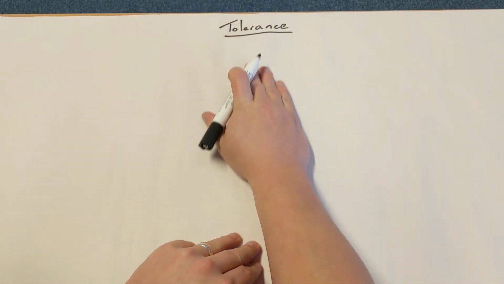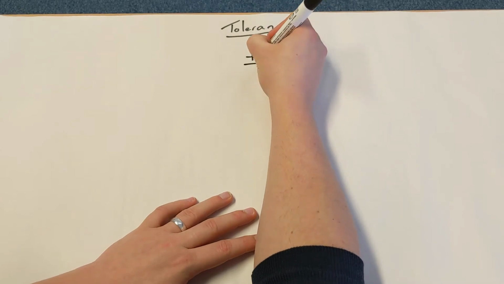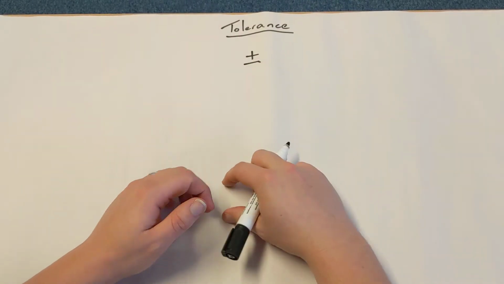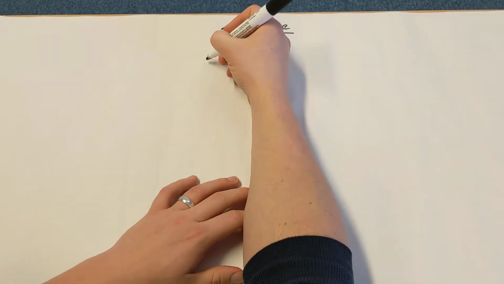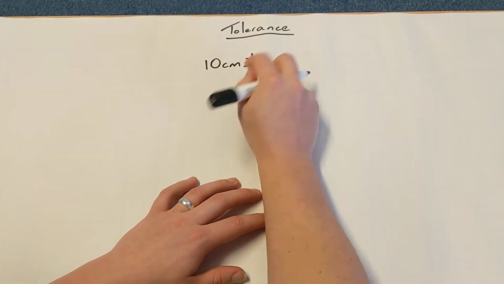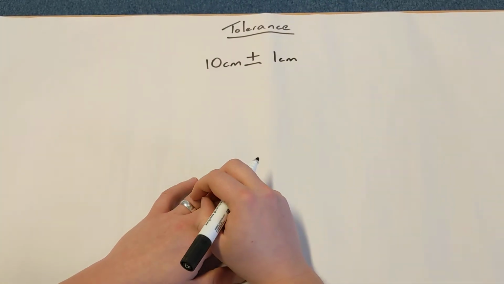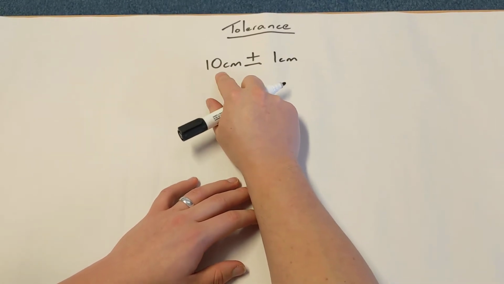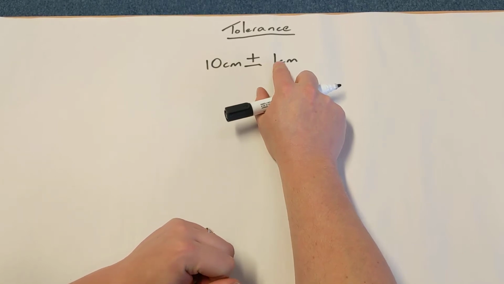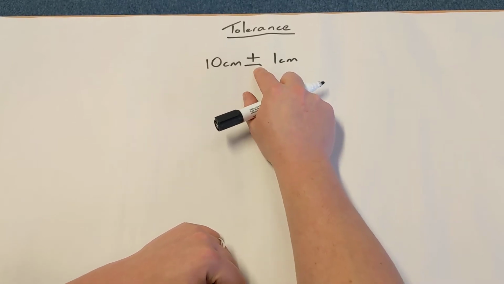So what's really important for tolerance is this symbol, okay? It's just a plus and a minus on top of each other, like that, just right next to each other. And that basically just means, say I had 10 centimeters here, and then I could say, well, 10 centimeters plus or minus 1 centimeter. So that means, ideally I want something to be 10 centimeters, but it could be 1 centimeter bigger as well. So it could be up to 11 centimeters, or it could be 1 centimeter smaller. So it could be as low as 9 centimeters.